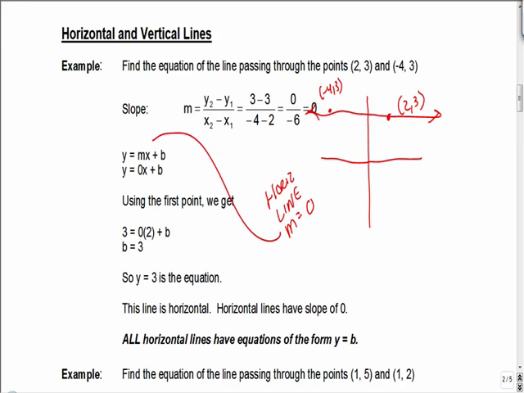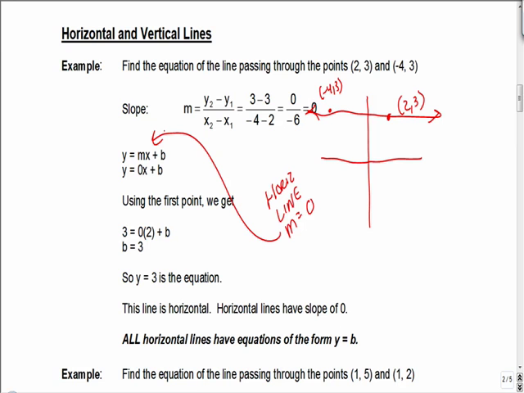If I put that into my y = mx + b, I get y = 0x + b. And then if I use one of the points, and I chose to use the first point, we have 3 = 0 times 2 + b, so b = 3. And simplifying, we end up getting y = 0x + 3, or y = 3 is the equation.